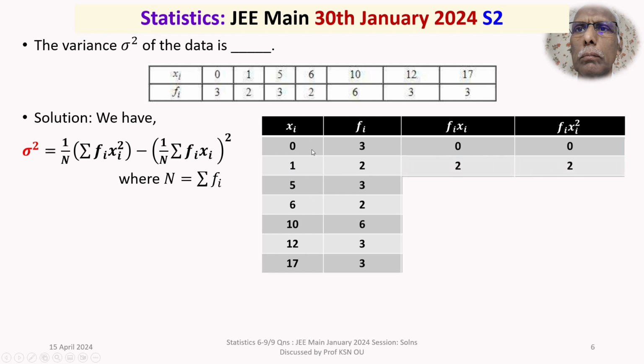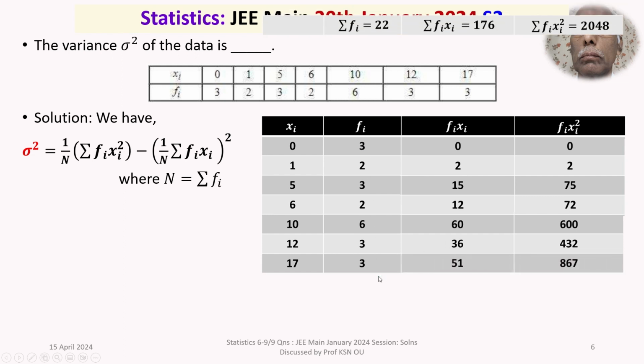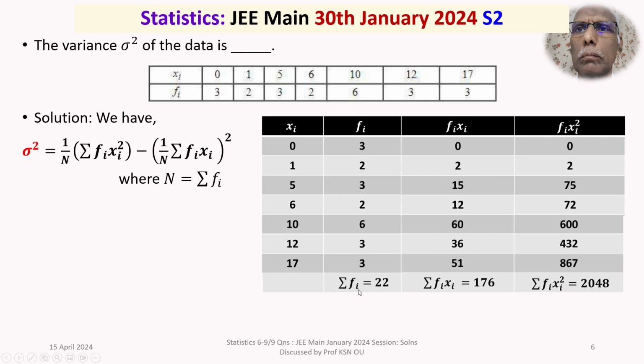Xi, that is x3, is 5, F3 is 3. So Fi Xi is 15, Fi Xi square, 3 into 5 square, that is 25, 3 times 25 is 75. Like that we have computed, and we have filled the table. Now we take up N is equal to sigma Fi. So the sum of all the frequencies we write down. So sigma Fi is equal to 22.